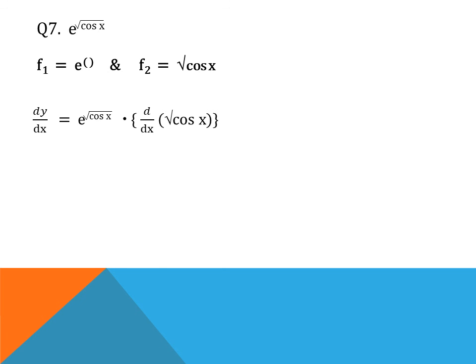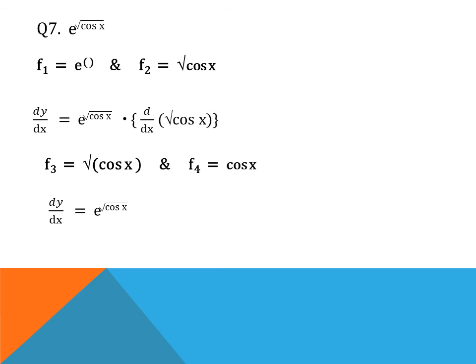Now in our last question, we have e raised to root cos x. So again here f1 is e raised to root cos x and f2 is root of cos x. So the derivative would be first the derivative of f1. Now because we have an exponential function, the derivative would remain the same. So it will be e raised to root cos x into the derivative of root cos x. In root cos x again we have two functions. So let us say that f3 is root cos x and f4 will be cos x. So e raised to root cos x first will remain as it is.